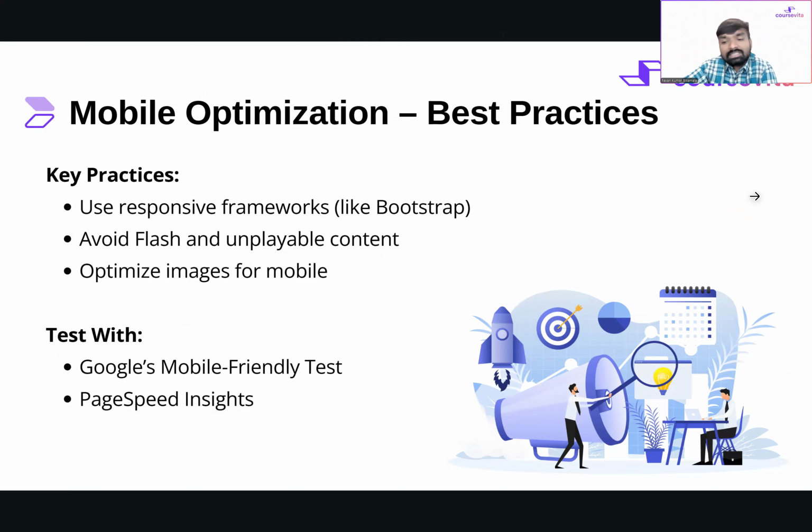So mobile optimization best practices, what you should do. We'll talk about this more because this is important. Key practices: you should use responsive frameworks like Bootstrap. There's something called Bootstrap, which are responsive frameworks. And you should avoid flash and unplayable content, or a video on your website which is not able to be played on mobile. Avoid using that. No point of having it on the website. You can remove it, right?